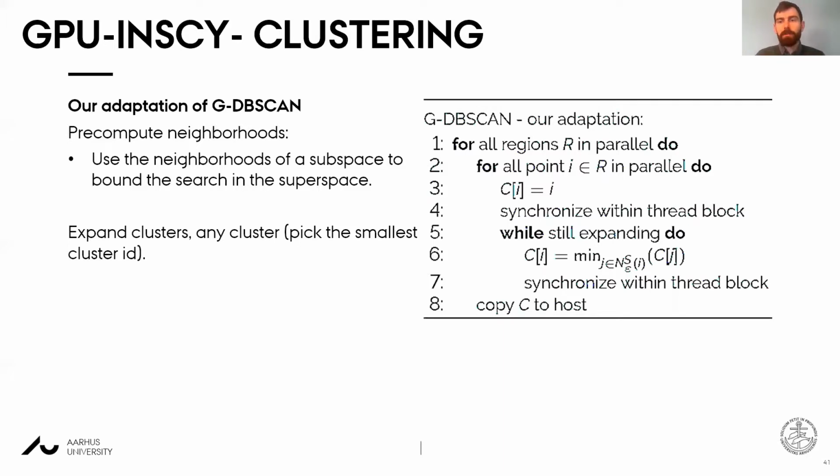Extending clusters can be done in parallel across all regions, and furthermore, we also change the algorithm such that we expand any cluster in parallel instead of just a single cluster. This is done by assigning all points to a singleton cluster and then expanding the cluster with the smallest ID that can be reached by the neighborhood of each point.